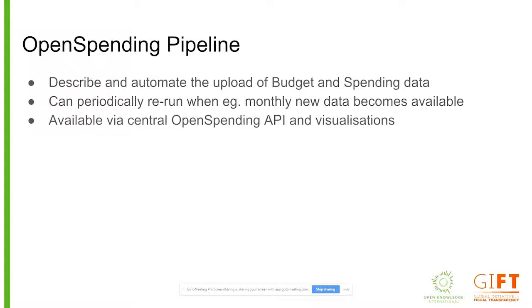And similarly to the data that gets uploaded through the Open Spending Packager, all data that's been made available is available via the central Open Spending API, and all visualizations that you can create on Open Spending are available. So these are two different ways in which you can get the data into Open Spending, but once it is in Open Spending, it can be used by anyone for the same purposes. So there's no difference between these two approaches for the end user.